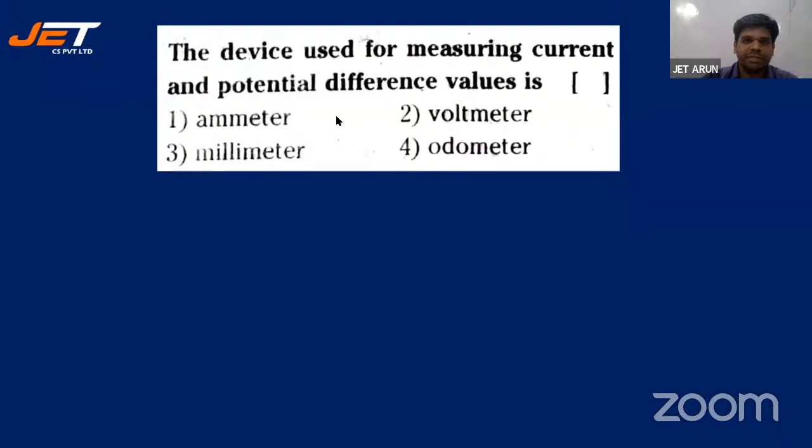The device used for measuring current and potential difference values is: ammeter, voltmeter, millimeter, odometer. Used to measure current and potential difference values. Okay, mixed response this time. All right, voltmeter, 2, 3, 4. Okay, let's look at the key. It's voltmeter, students. I think we should come back to this one. All right, let's go to the next one. Let's come back to this again.